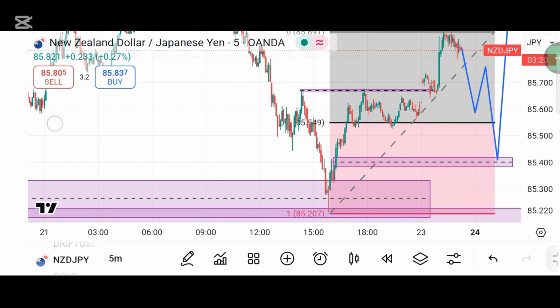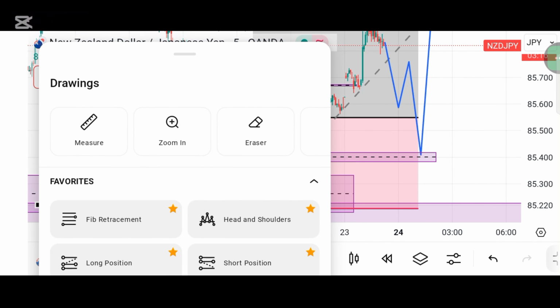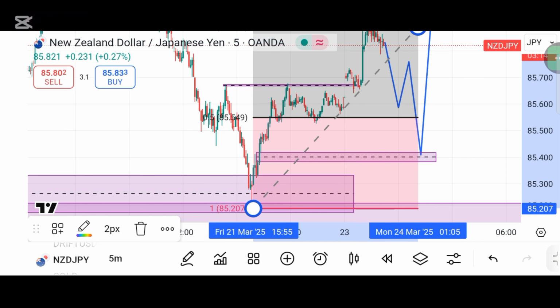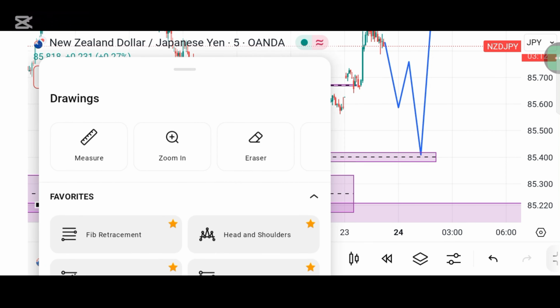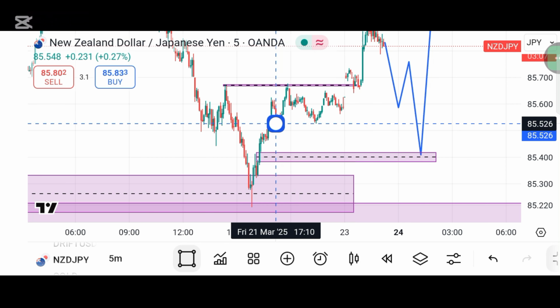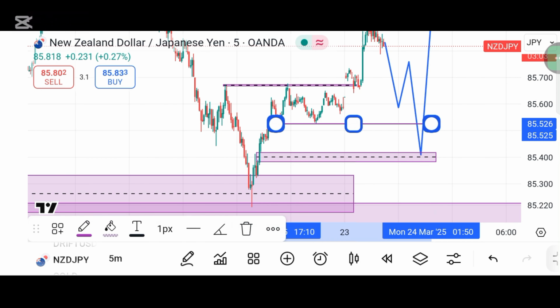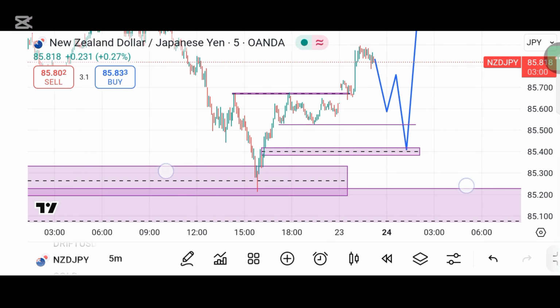Not just having this here as a point of interest, I also see it as a potential liquidity. Let me take out this Fibonacci too. You can see here these are relative equal lows, so these are potential liquidity in the market. As price is taking out this liquidity, I want to see price react to this imbalance here.